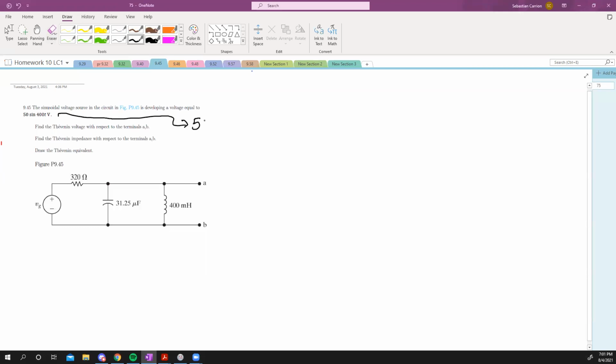All right, so first off, we're going to go ahead and rewrite this. So we know 50 sine 400t is also represented as 50 cosine 400t minus 90. Right? And so we can turn this into the phasor domain. So we can say 50e to the negative 90j, and this turns into such.